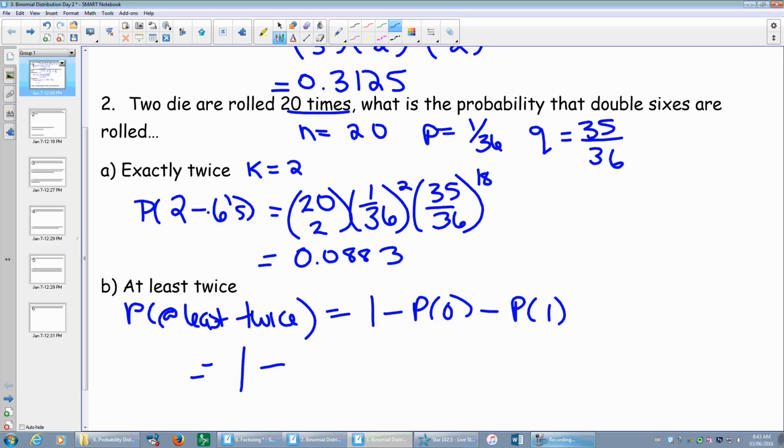I start with my choose first. 20 choose 0, because I'm rolling it 20 times and I'm having 0 successes. Okay, continue. No, I have to do the whole formula. So it looks like this. That's one piece of it.